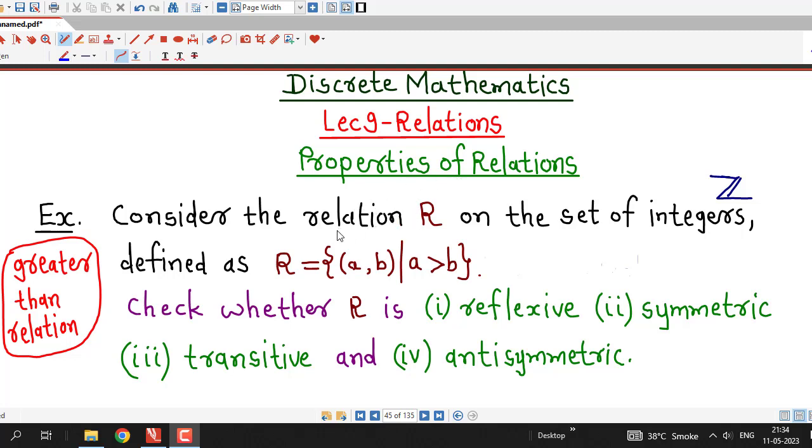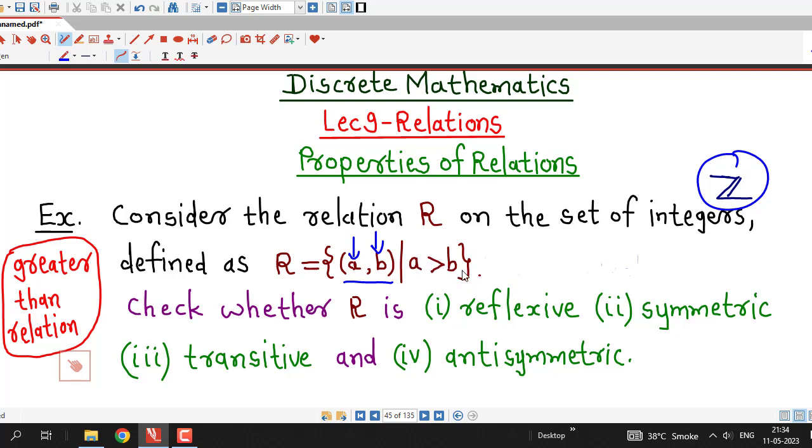In this lecture we will discuss some more problems on the properties of relation. Here the problem is, consider the relation R on the set of integers denoted by capital Z, which is defined as R equal to ordered pair (a, b), where first component a is strictly greater than second component b. And here we have to decide whether R is reflexive, symmetric, transitive and antisymmetric.